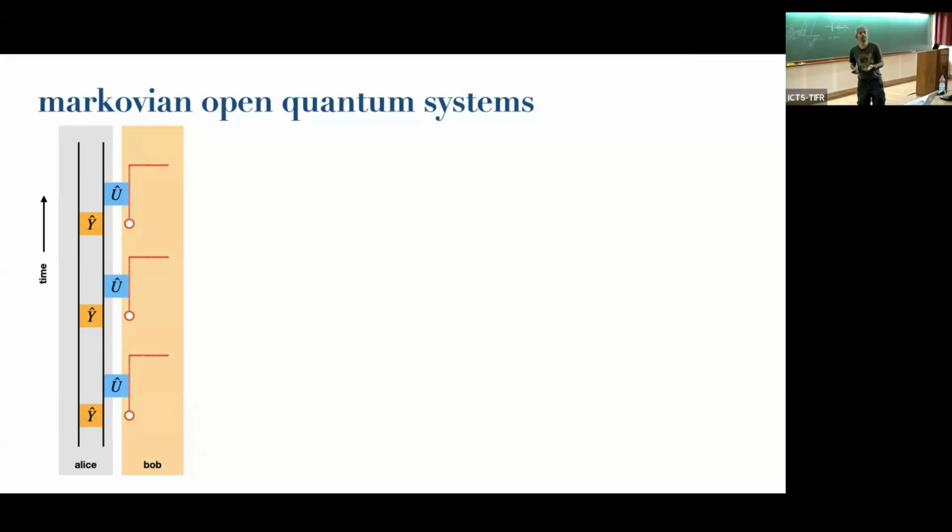Okay. So at each time step, Bob comes in with a 0. And then Bob interacts with Alice via some kind of unitary, and then Bob's qubit wanders off and is never seen again. Next time step, Bob brings in a fresh qubit, and that's why this evolution is Markovian, because Bob's part of the system has no memory.